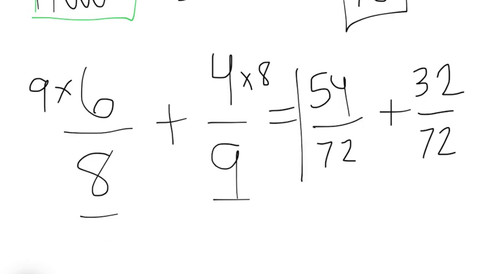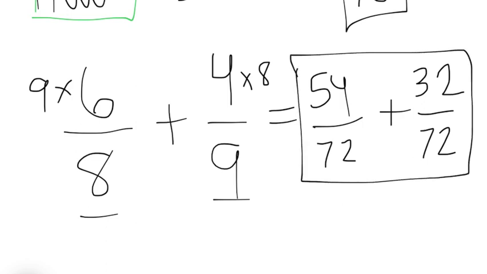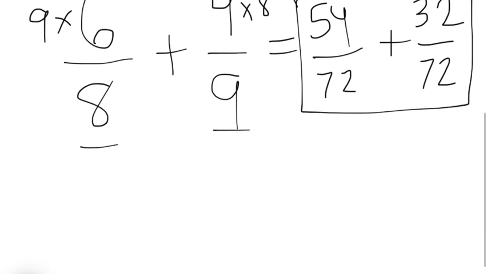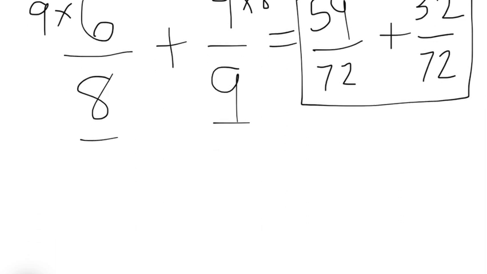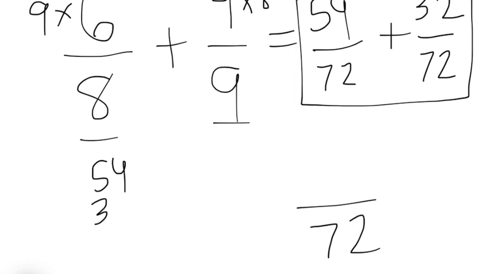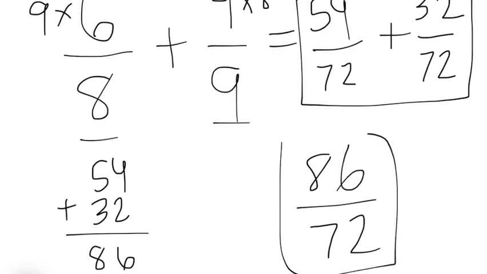So now I have my new problem that, yes, I can solve. I'll just solve the problem here. Remember, our denominator always stays the same at 72. I'm just going to set up 54 plus 32, and that's going to equal 86. So there is part 1 of my answer. We don't want to leave things as improper fractions, so our goal is then to make it a mixed number.